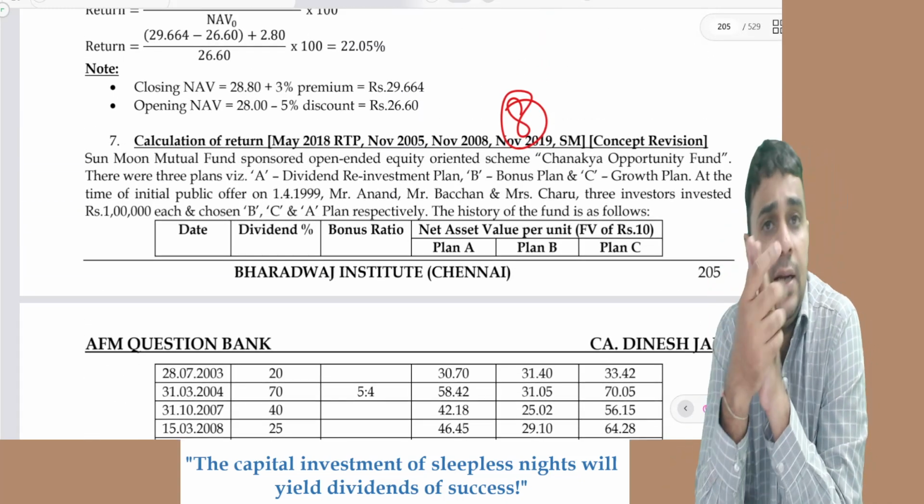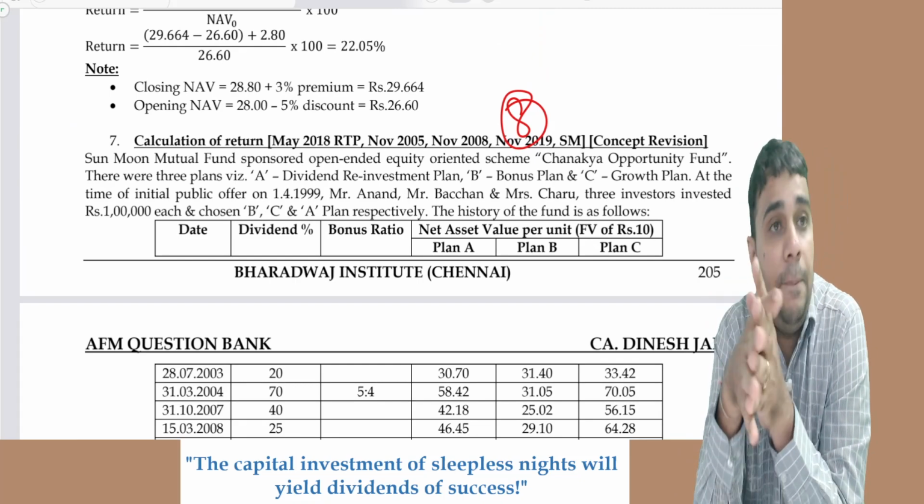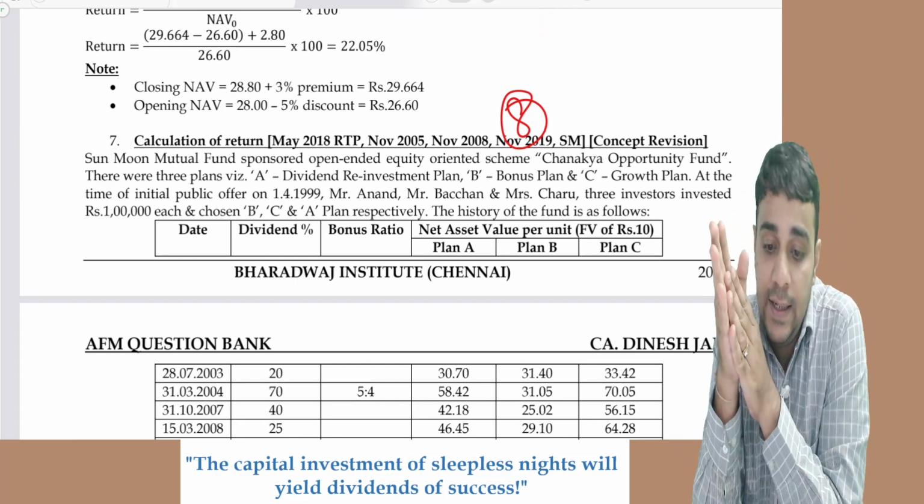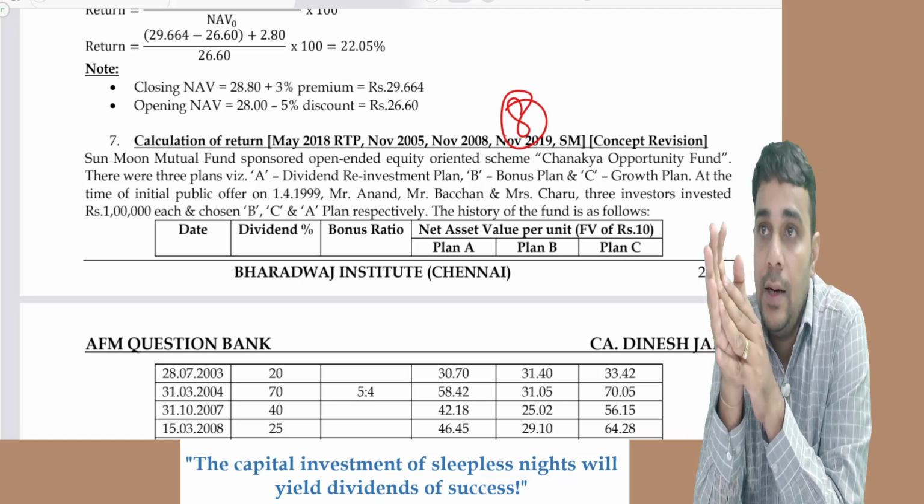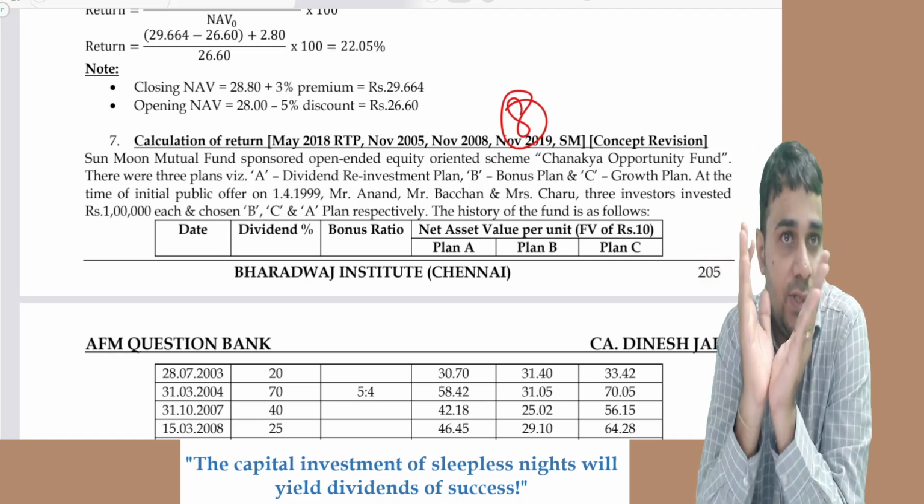I have three scenarios. One is called dividend payout reinvestment. Second is called bonus plan. Third is called growth plan. Growth is the easiest. Why is it easiest?